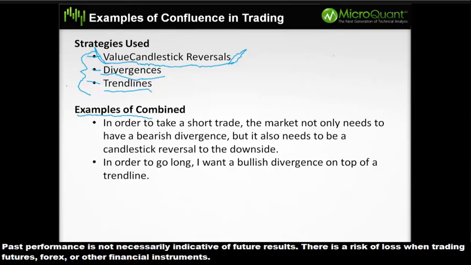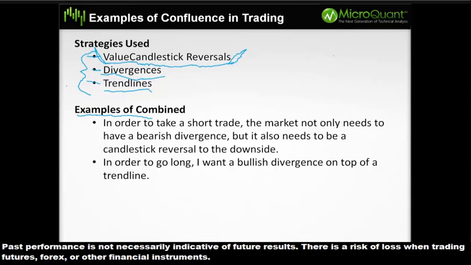Now that's going to be more selective. They're not going to happen as often, but when they do occur, you're going to have a higher probability of having a successful trade, which is the entire goal of Confluence in trading: increasing the probability of a successful trade.